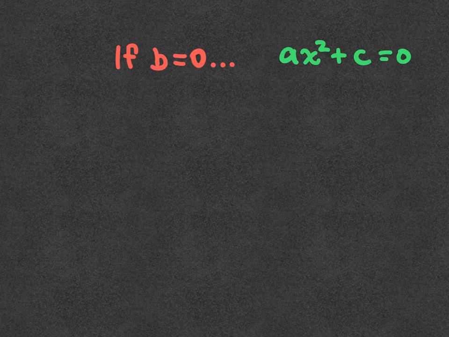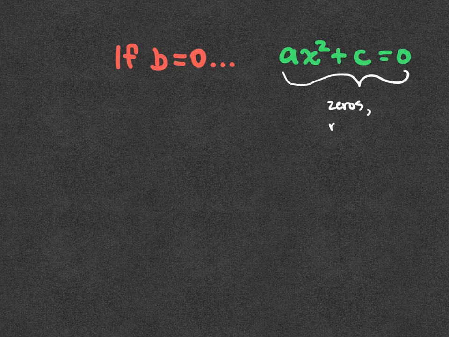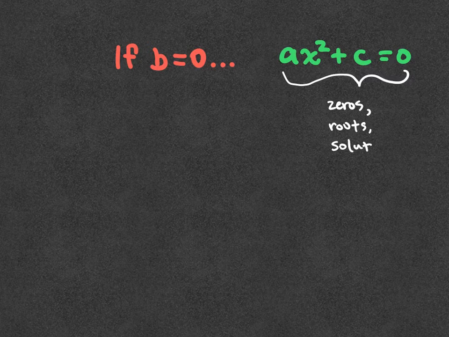Now, with regards to some mathematical terminology, some synonyms that you will encounter. When you have a situation where it's set equal to 0, you will be finding what we call the zeros. A synonym for that is the roots or solutions to that equation. Okay, so let's take an example here.